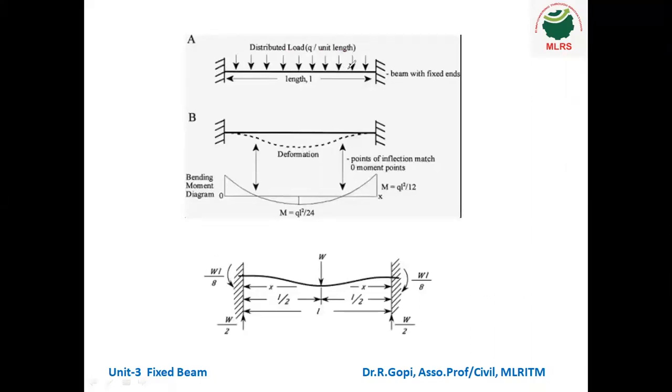Now you can see in this diagram, a fixed beam is there and a UDL is acting. At the two supports there is no movement, that means there is no slope and no deflection. But at the middle there will be a little bit of deflection. Compared to a simply supported beam, if you convert the same beam into a fixed beam, the deflection is very less. Here this is the hogging moment, negative, and this is the positive moment at midspan. So this is the fixed beam.